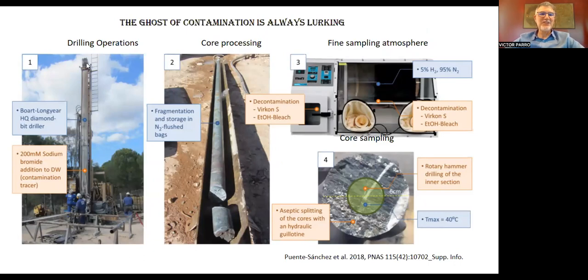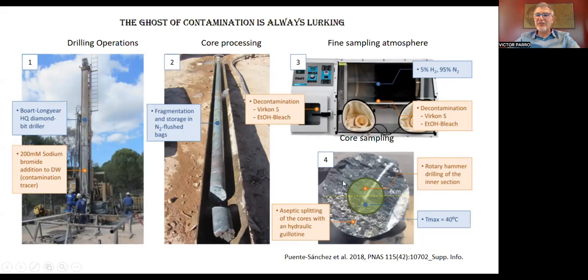So in the drilling operation, we try to use all this system for drilling, a refrigeration system. All of them use some liquids and some polymers that have to be used for keeping the system cool. So we have to be careful with that and use at least components that we can follow very easily. Okay, we have to be careful in the processing of the cores, in the sampling, the fine sampling atmosphere, where we have to take those parts of the cores that we wanted.